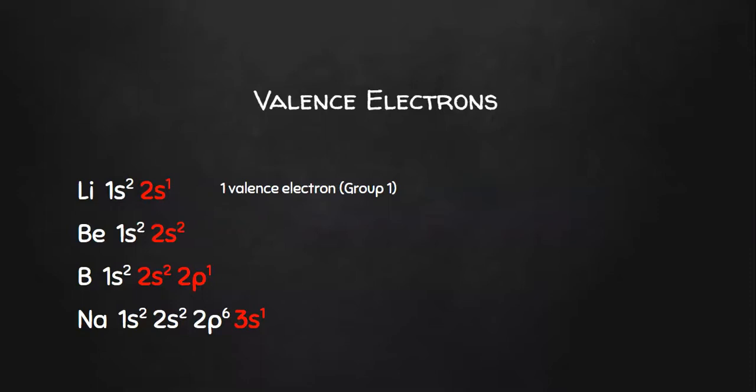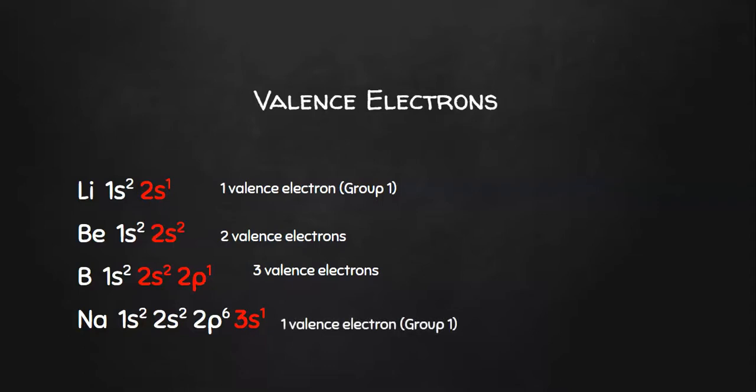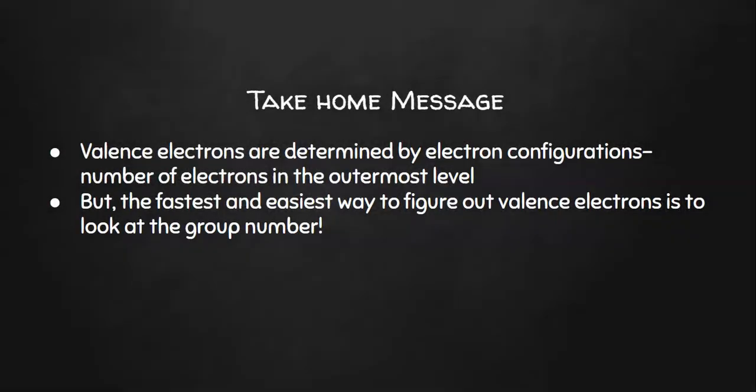For beryllium, the outer energy level is also 2, but now there's 2 electrons in that energy level. For boron, the outer energy level is 2, and in that second energy level, we have an s orbital and a p orbital that are occupied, with 3 total electrons. Sodium's outer energy level is 3, and it has 1 valence electron. Now, if you wanted to write the electron configuration to figure out valence electrons every time, you could, but there's a much faster way. The easiest way is to look at the group number on the periodic table.